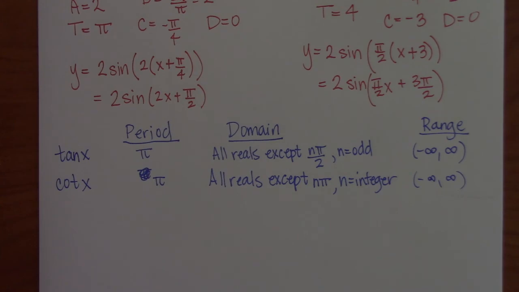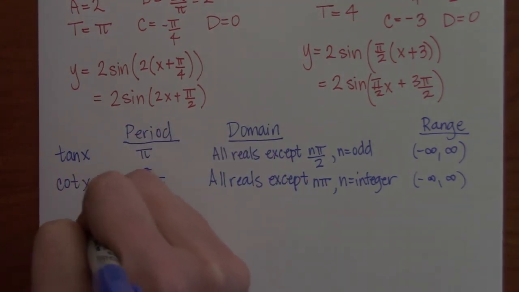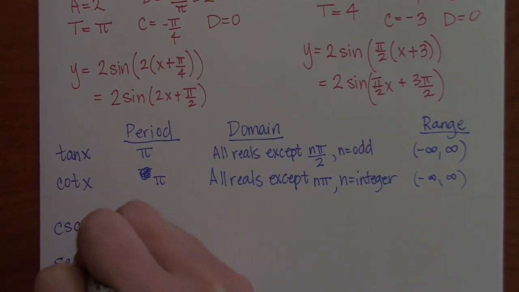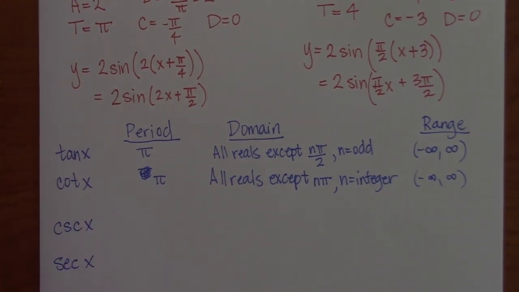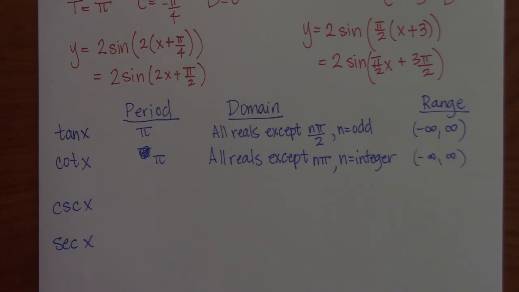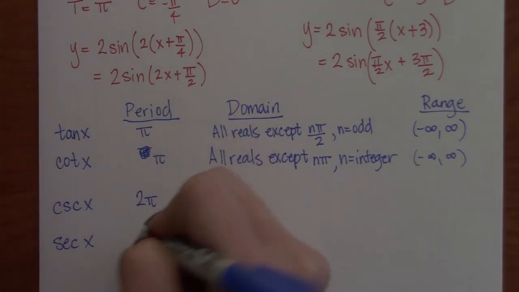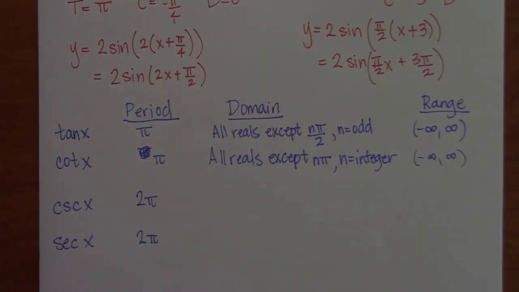So the last two are, how do you deal with cosecant and secant? So cosecant is 1 over sine, and secant is 1 over cosine. So their graphs are linked. So that means if sine repeats every 2 pi, then cosecant has to repeat every 2 pi, and vice versa with secant and cosine. So the periods of these waves line up with the waves that they're existing on.